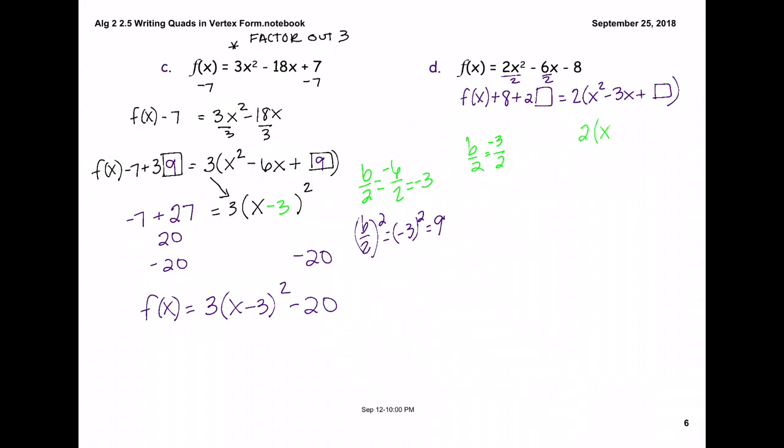So 2 times negative 3 over 2 squared. When we square that to place it in our box, 3 times 3 is 9, 2 times 2 is 4, so it becomes 9/4. It's kind of messy working with fractions, but when we combine all of our like terms and simplify, we get f of x is equal to 2 times the quantity of x minus 3 halves squared minus 25 over 2.